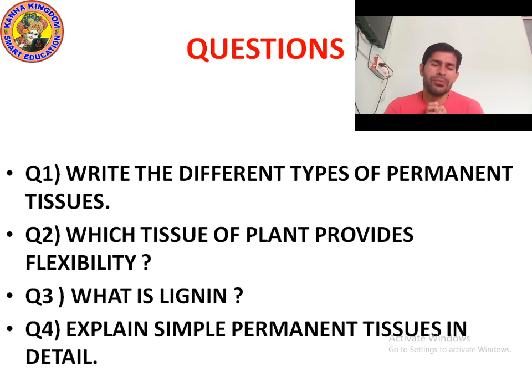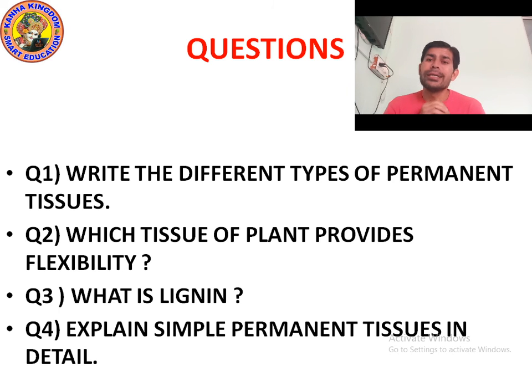Now question number 4 is explain simple permanent tissues in detail. So you know what are permanent tissues? Permanent tissues are formed from meristematic tissue, and they do not divide and have permanent shape and size. They differentiate into different types of permanent tissue. Permanent tissues are of two main types: simple permanent tissue and complex permanent tissue.